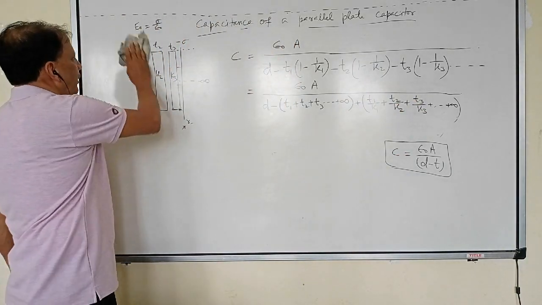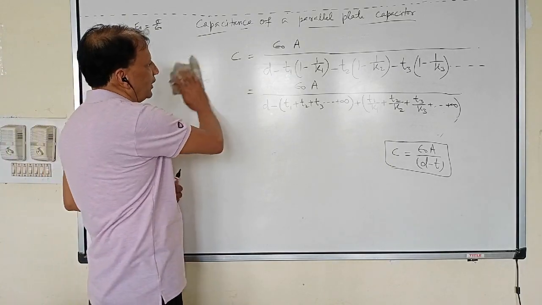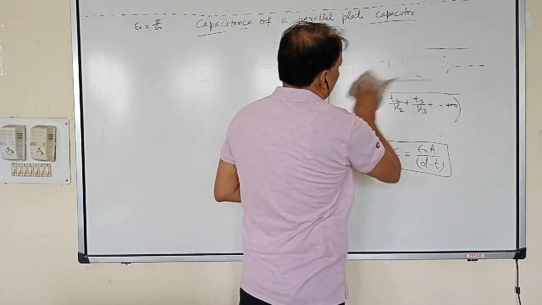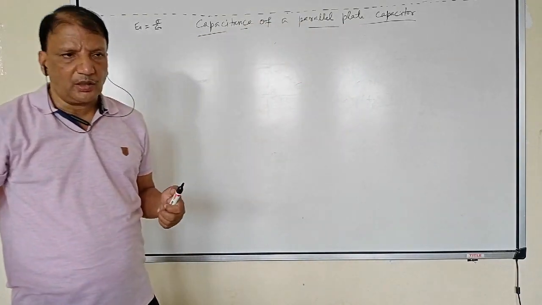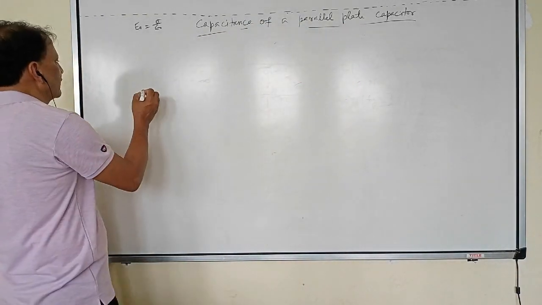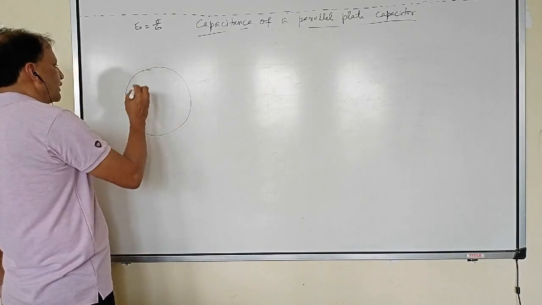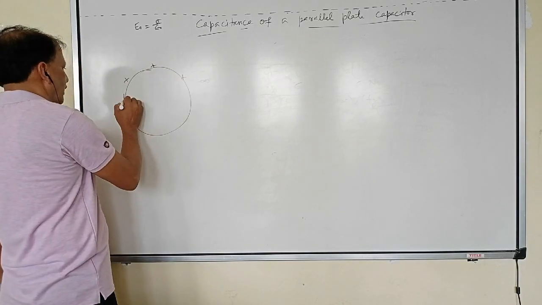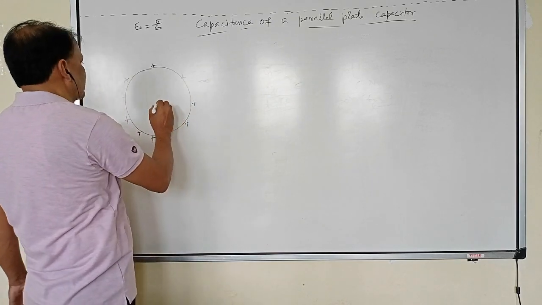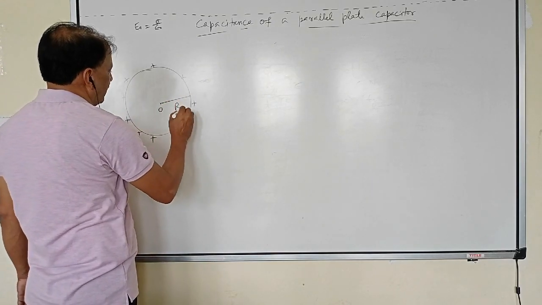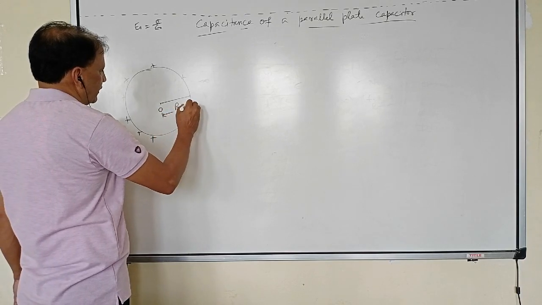Now, another type of capacitor is also there, that is spherical capacitor and cylindrical capacitor. Although we do not have to see all these things, we can see the case of a particular one. Let us suppose there is a sphere, which is positively charged. What will be its capacitance? Let R be the radius of this spherical capacitor.